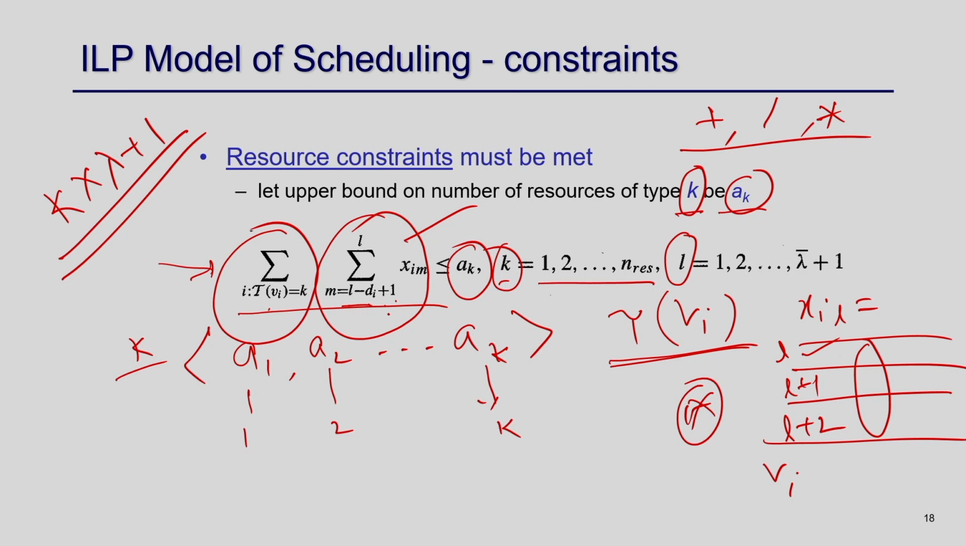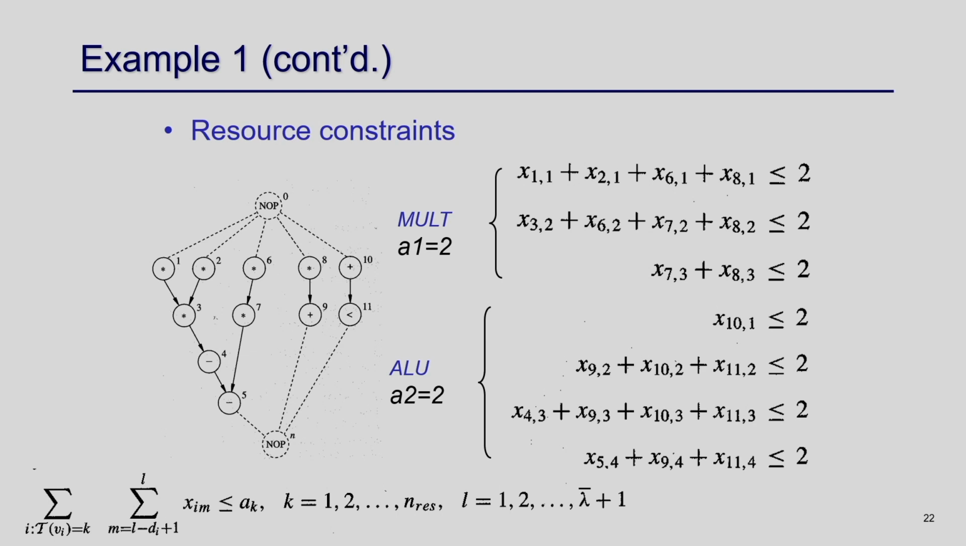So, let me just take an example. Again, let us take this example and say I have 2 types of resource, one is the multiplier and one is the ALU, and this ALU can do plus, minus and division.